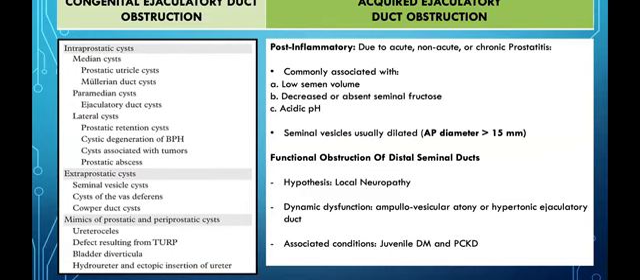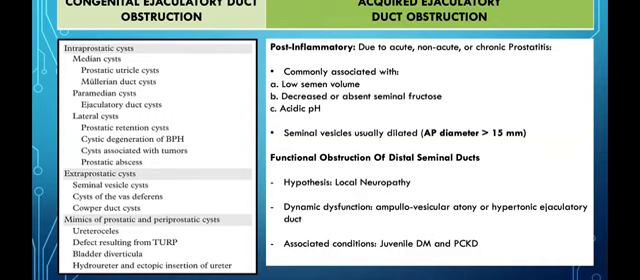And then acquired ejaculatory duct obstruction. Again, most of the time this is post-inflammatory and can be a result of acute or chronic prostatourethritis or prostatitis. And this is usually associated with a low semen volume because your seminal vesicles are obstructed. There's a decrease or absent seminal fructose, and your prostatic acid phosphatase is contributing to a more acidic pH. These are things that could be indicative of ejaculatory duct obstruction. Also on transrectal ultrasound, your seminal vesicles will usually be nice and big and dilated, so the AP diameter should be more than 15 millimeters.